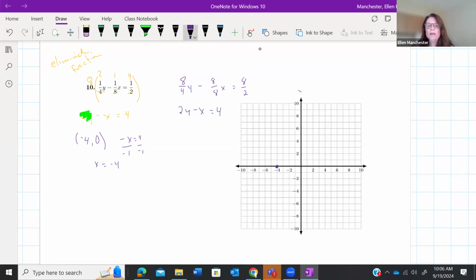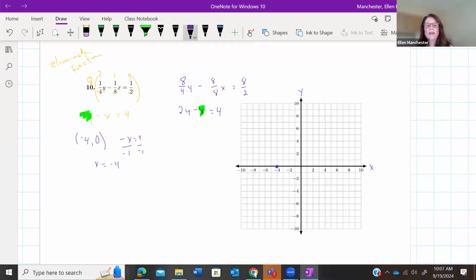Sometimes, especially as you're learning, put a y above the vertical line and an x along the horizontal line, and that will give you a reminder of where the point goes, because we were looking for our x-intercept. Okay, and then I'm going to come over here, so you can see I can use either one.